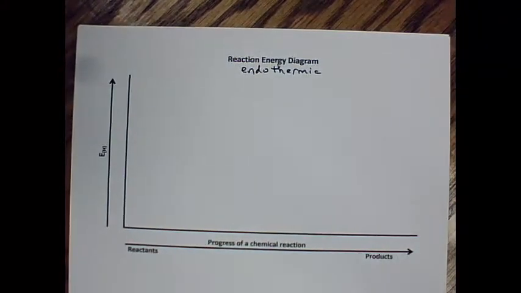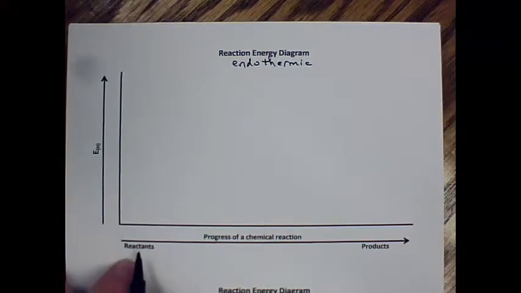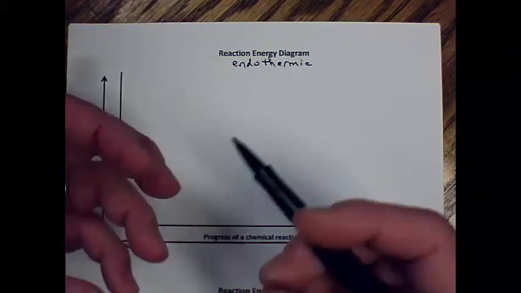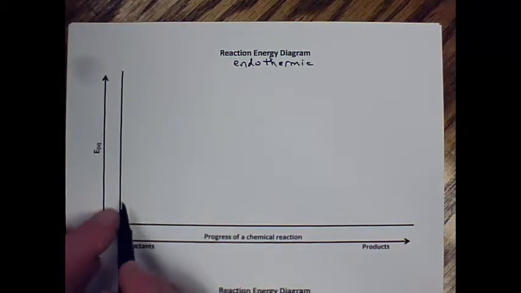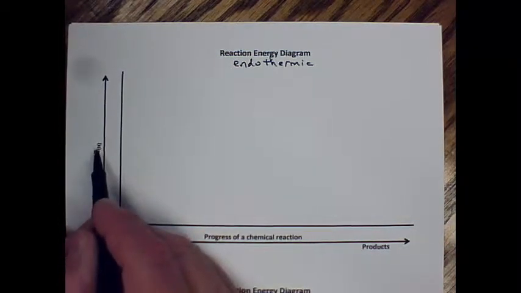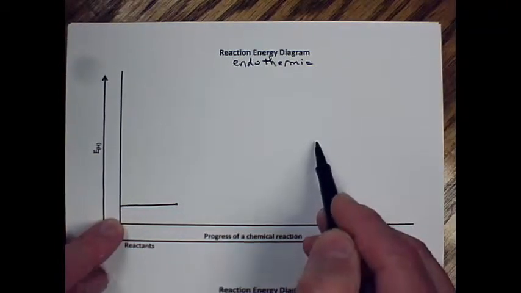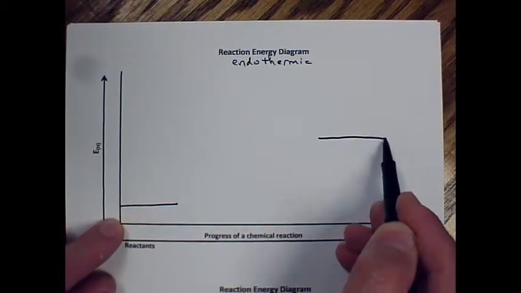Okay, so we have an equation for a reaction. The equations just describe the reaction. You have reactants on this side, products on this side, and since it's endothermic, that means that energy is being taken into the system. So the enthalpy, that's the energy in the system, is going to be lower in the beginning and higher at the end.